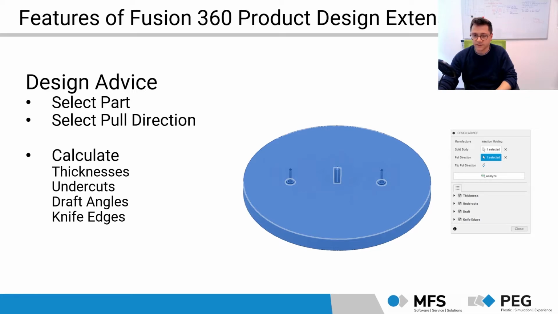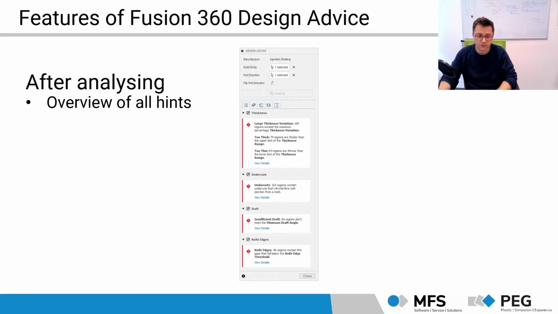So what does this look like? I have a tiny example. First of all, after the analysis, it's going to give you a combination of all of the hints and an overview of the hints that it has collected. And then you can already see how many issues you have. So in this case, there are many issues, but it's also not a very advanced design. It was just an example.